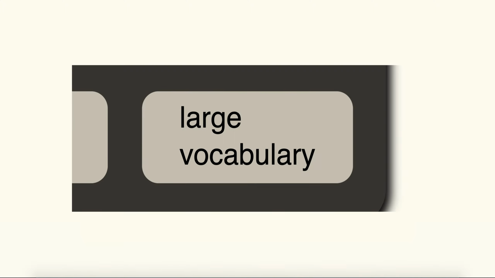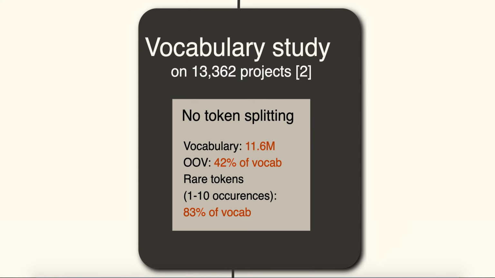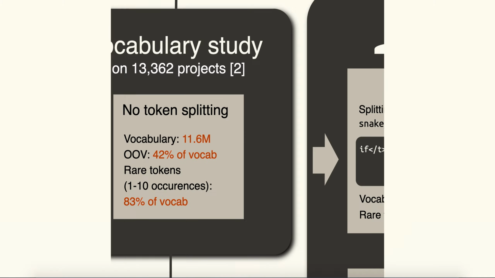Most importantly, due to the freedom that developers have in creating identifiers, the vocabulary grows fast with the increase of the training corpus. This makes training such models memory and time intensive, and even impossible when scaling to larger training corpora, as was shown by Hellendoorn and Devanbu. In our large-scale vocabulary study, we showed that the vocabulary grows linearly and exceeds 11 million tokens for around 13,000 projects. The OOV rate is extremely high, and the majority of tokens are infrequent.